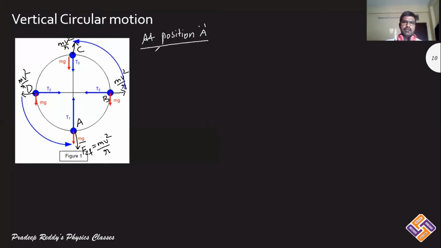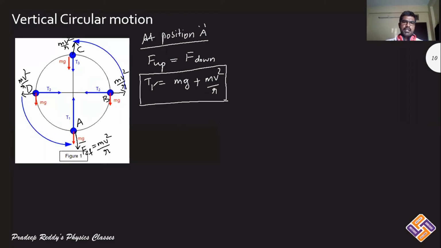At position A, you can use a free body diagram. If you use a free body diagram, gravitational force and centrifugal force will be balanced with tension, which is in the upward direction. So force in the upward direction should be equal to force in the downward direction at equilibrium. Force in the upward direction is T1, which is equal to force in the downward direction. You can write it as mg plus mv square divided by r. This is the equation for tension at A. I can just write it as TA.